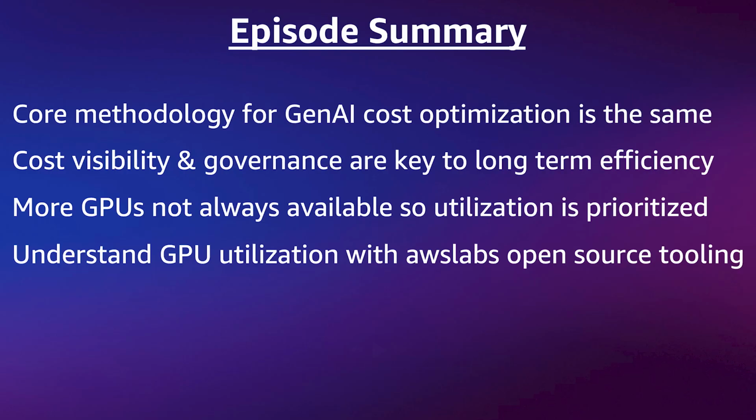I'm just going to bring up very quickly Richard's summary. If you don't know, Richard watches us and he's not AI, and he creates a summary for me to read out at the end. So you can always jump to the end of our videos to watch a highlights reel. The core methodology for GenAI optimization is the same, which is great for us to know. Cost visibility and governance are key for long-term efficiency. More GPUs are not always available, so utilize and prioritize, and understand GPU utilization with AWS Labs open source. Definitely take care of and look into that.